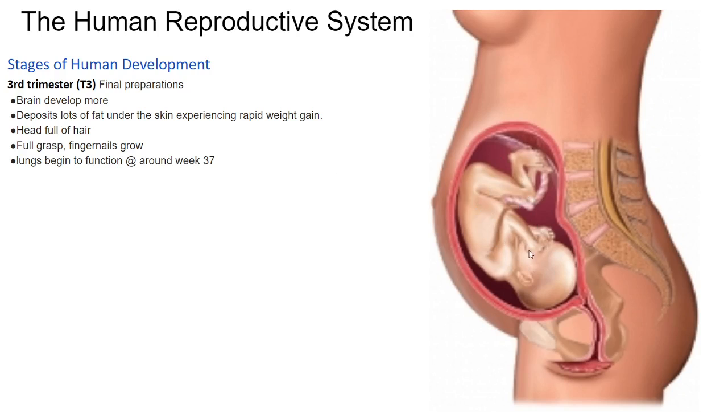There's lots of fat under the skin as the baby gets fatter. There's a head full of hair. Sometimes babies are born bald, but some can grow a whole head full of hair. Their fingernails are full. Their fingers can fully grasp. Their lungs can actually function at around week 37. Actually, I forgot. We go to week 40, not week 37. So, by really week 34, I think, out of 40, this thing could survive as a premature child.